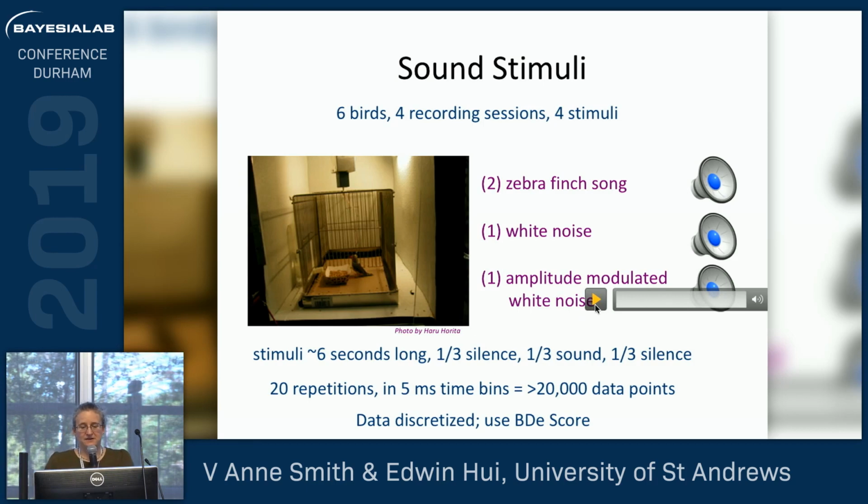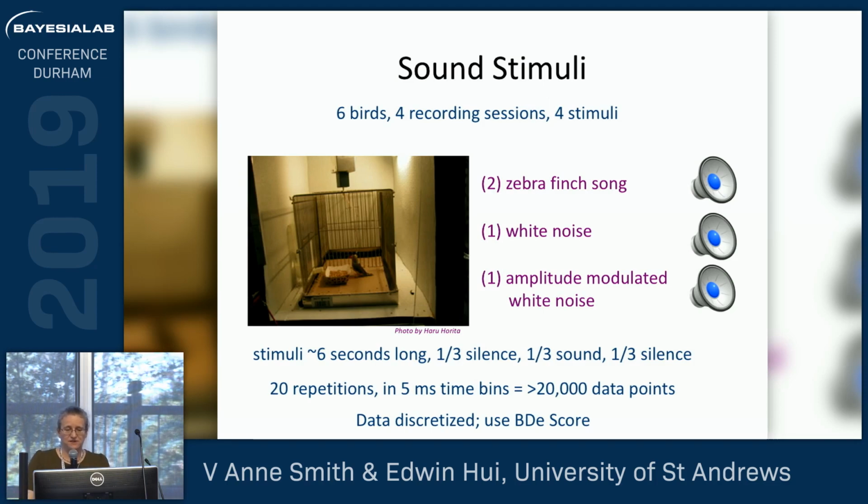So we had 6 birds. They each got 4 different stimuli on 4 sessions. For each of those different stimuli per session, we were able to recover a Bayesian network. We used the BDE score with discretized data, but we still were using 20,000 data points. And we had 16 networks per bird.